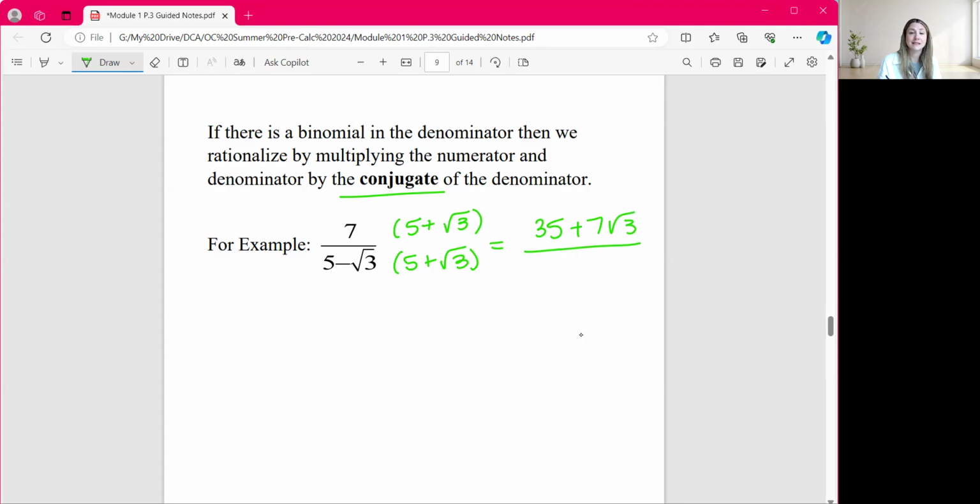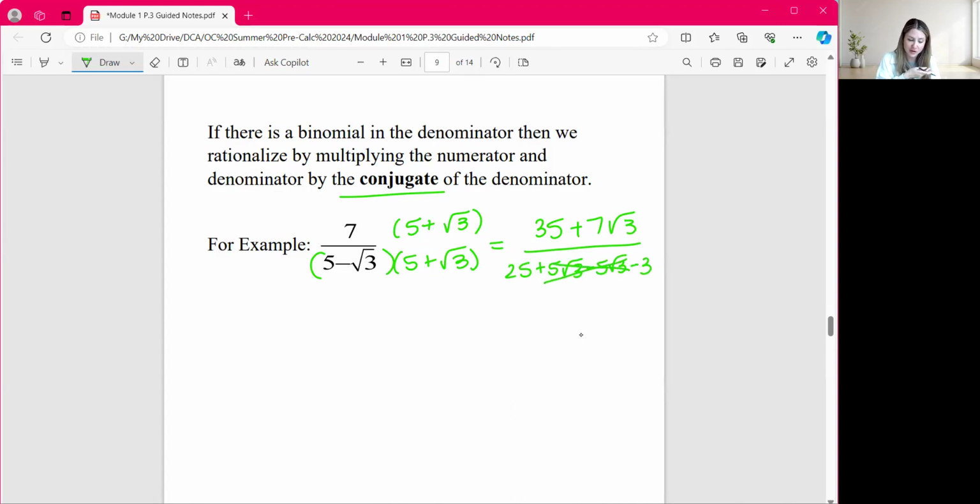And then my denominator, we are going to multiply these two binomials by FOILing. So we're going to do 5 times 5, 25. 5 times square root 3. 5 times negative square root 3. And negative square root 3 times square root 3 gives us negative 3. Notice these terms cancel, which is what we want.